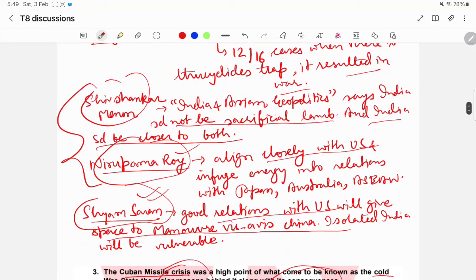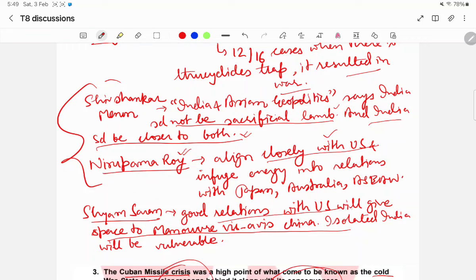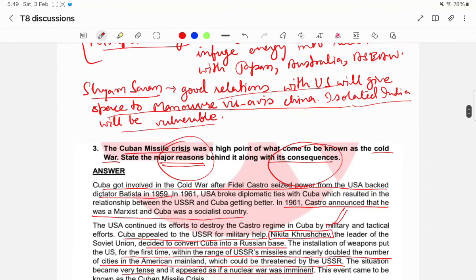So in this context, what should India do? Shyam Saran... Shivshankar Menon says that India should not become a sacrificial lamb, and India should try to be friendly with both countries. Nirupama Rao says that India should closely align with the Americans. Shyam Saran says that good relations with the Americans will give us space to maneuver vis-a-vis China, and it will give us a bargaining chip with China. And isolated India will be more vulnerable because China is breathing down our neck. It's our neighbor. We cannot escape it. So let's move on to the third question.